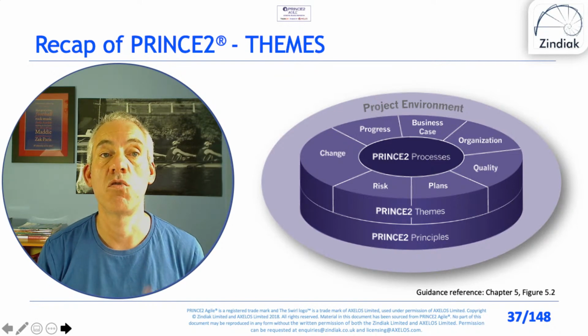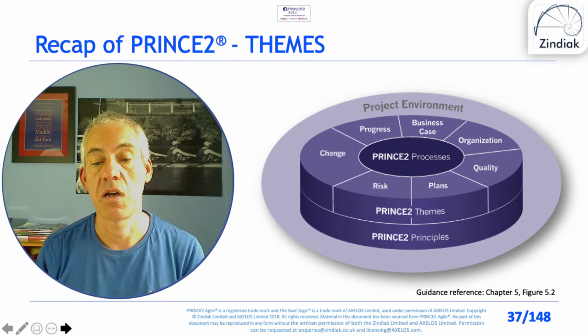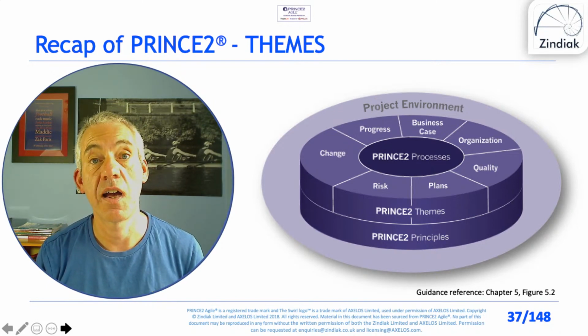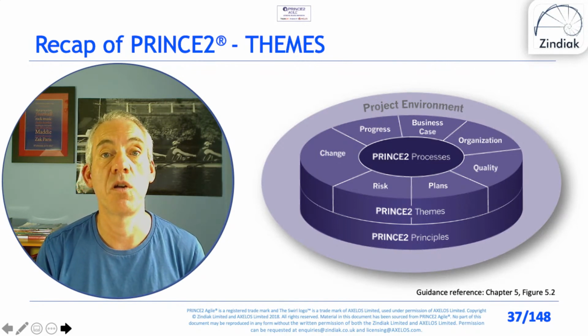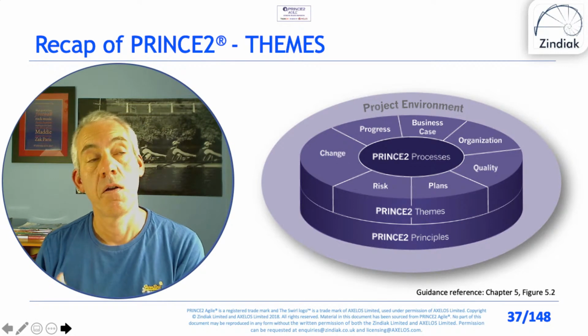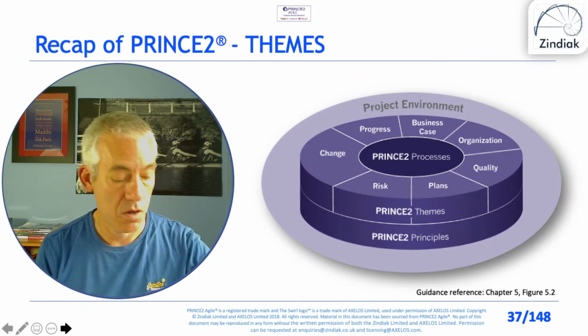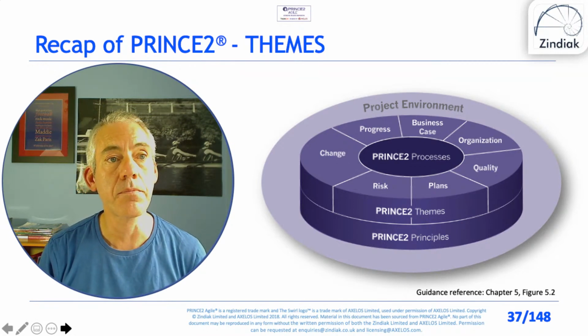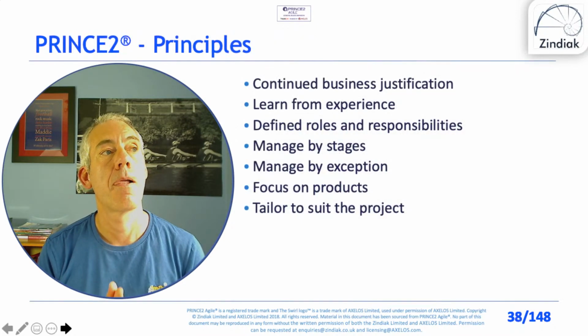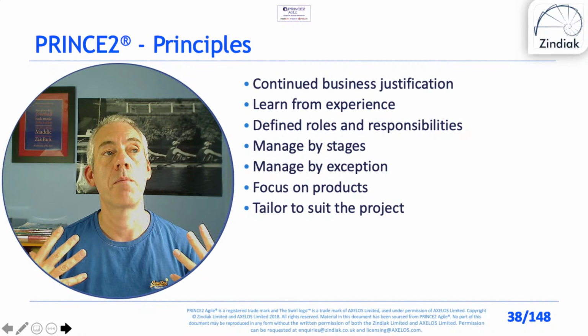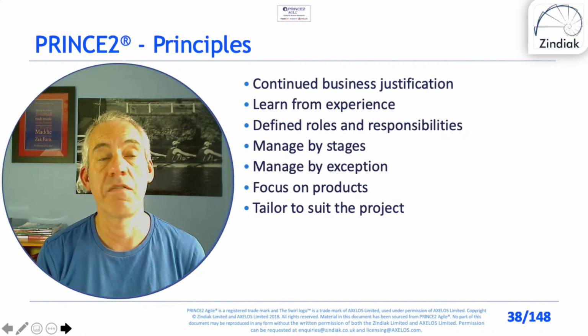So progress is all around how we monitor that progress. And obviously in an agile project, we can use things like burn down charts, burn up charts, and so on. And we cover those in parts 2 and 3. So they're the PRINCE2 themes. We now come on to the PRINCE2 principles, several of which I've mentioned already.